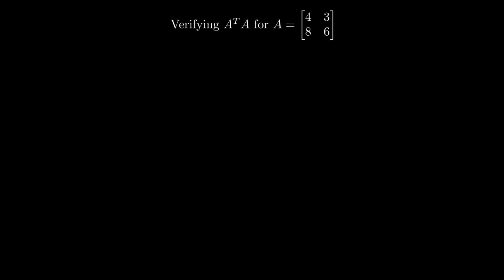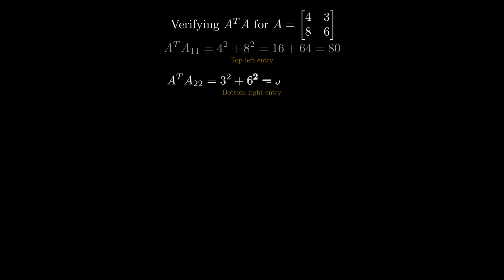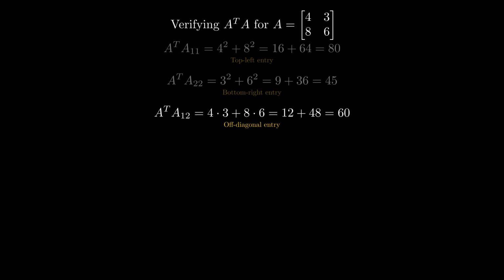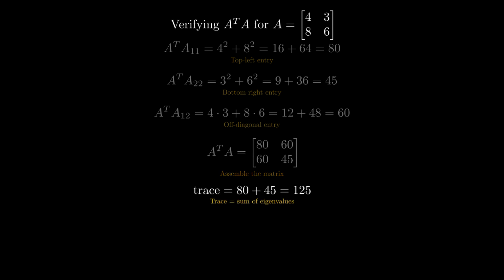Let's confirm with the algebra. A transpose A has, in the top left, 4 squared plus 8 squared, which is 16 plus 64, equal to 80. In the bottom right, 3 squared plus 6 squared, which is 9 plus 36, equal to 45. The off-diagonal entry is 4 times 3 plus 8 times 6, that's 12 plus 48, equal to 60. So A transpose A is the 2 by 2 matrix with rows 80, 60, and 60, 45.